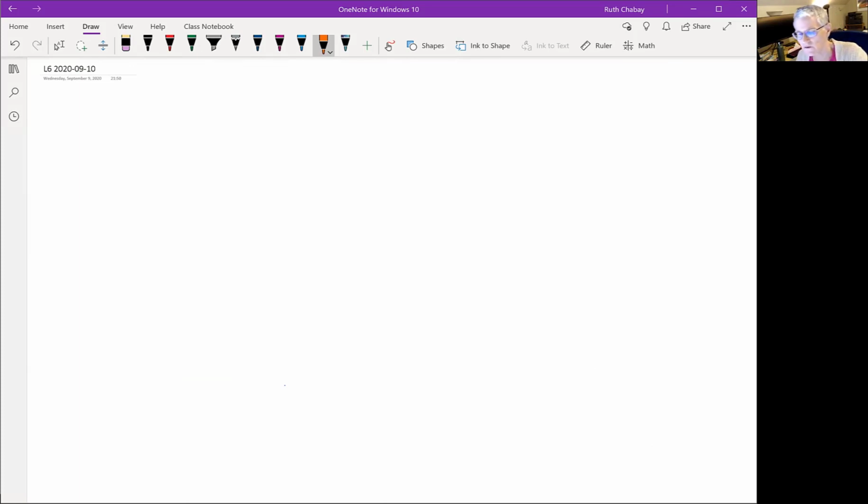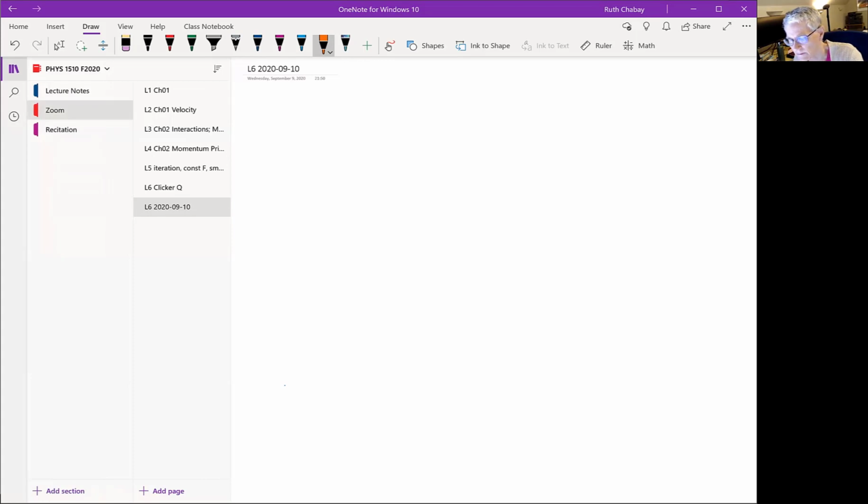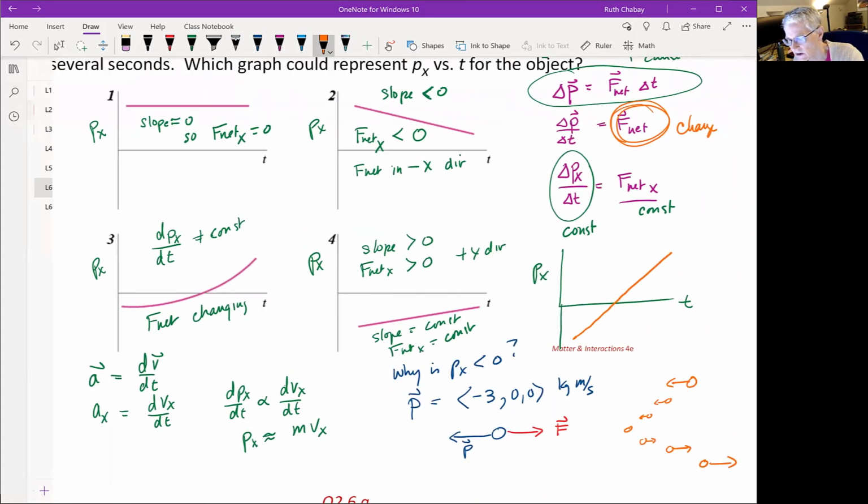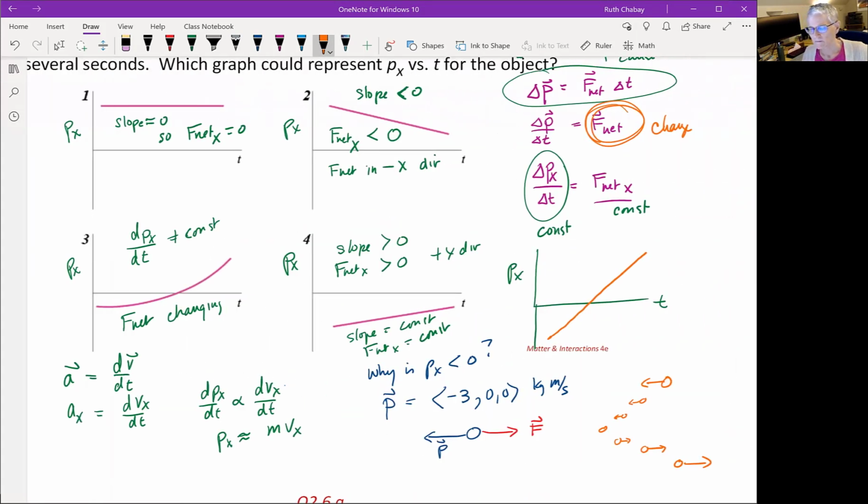So one message from this exercise, by the way, is that force and momentum are not always in the same direction. And what we've got here is clearly in graph 4 a situation where momentum is in one direction and force is in the opposite direction. And what's the force doing? It's changing the momentum by slowing it down.